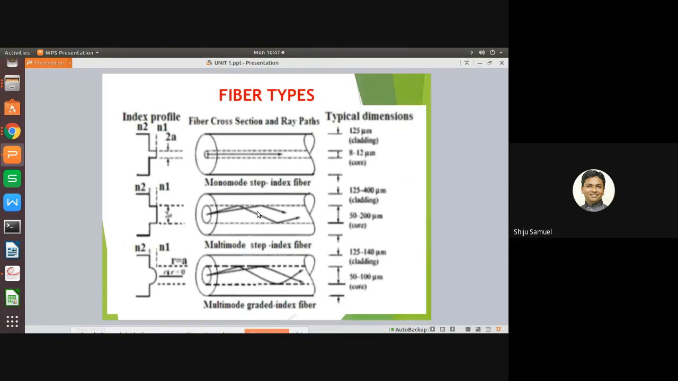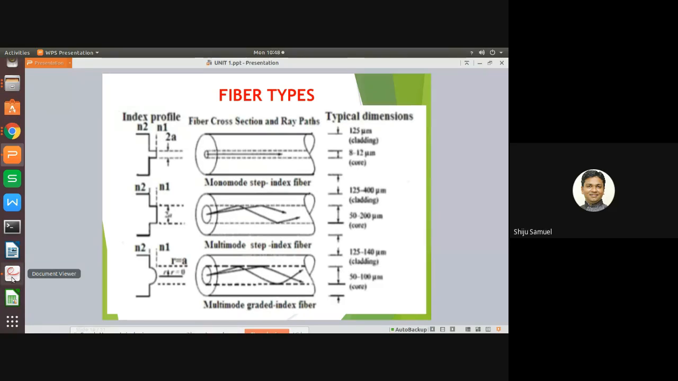Why is n1 greater than n2? Because n1 is the refractive index of the core, and the cladding refractive index is n2. As per the definition, an optical fiber considered with a core of constant refractive index n1 and a cladding of a slightly lower refractive index n2 is known as the step index fiber. So this is the basic concept behind the monomode step index fiber and multimode step index fiber.